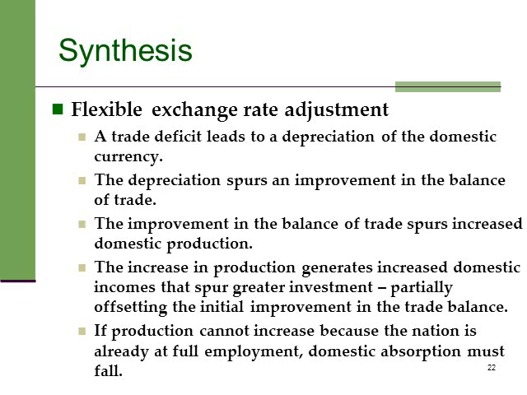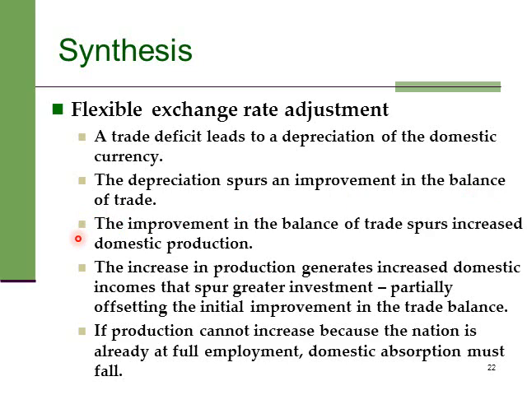So, conclusions: flexible exchange rate adjustment. A trade deficit leads to a depreciation of the domestic currency. We know that. Depreciation spurs an improvement in the balance of trade. We know that. So if you devalue the dollar, it's cheaper to buy American products, and it's more expensive to buy European products. Consequently, this improves exports and reduces imports.